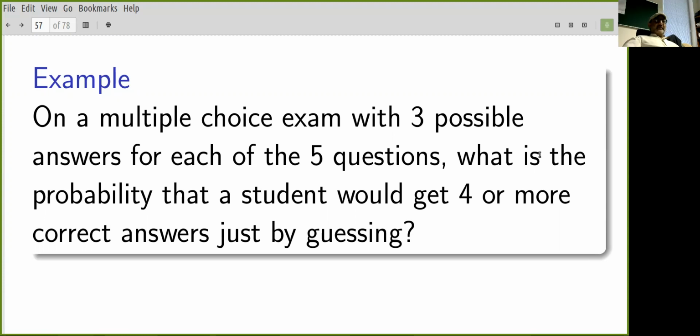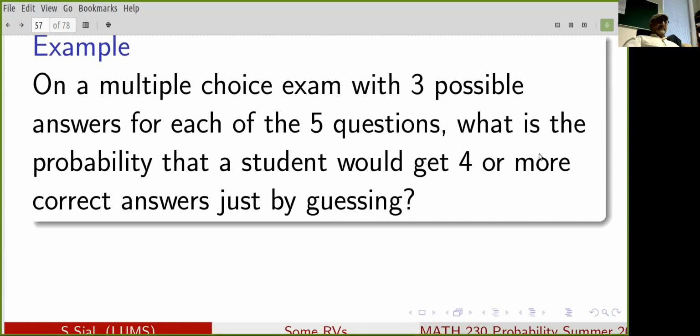What's the probability of getting 4 successes, plus the probability of getting 5 successes?